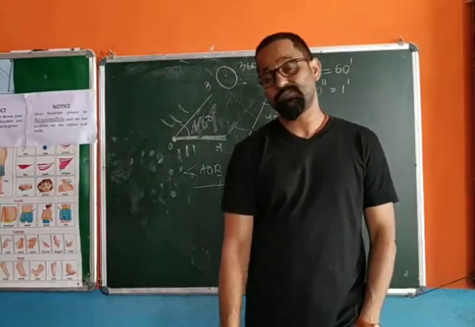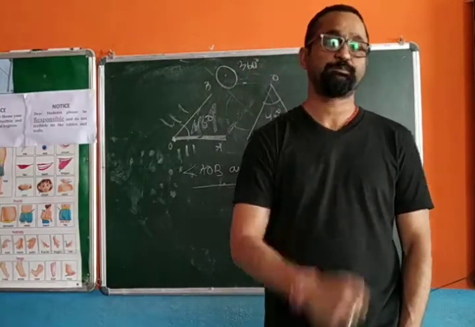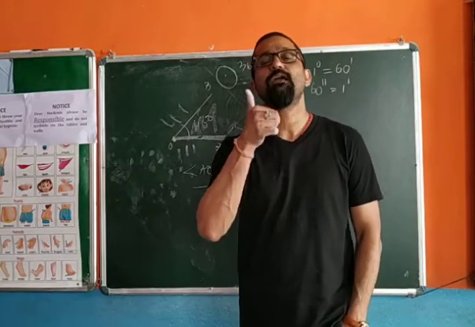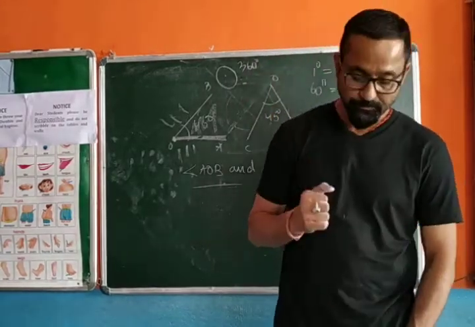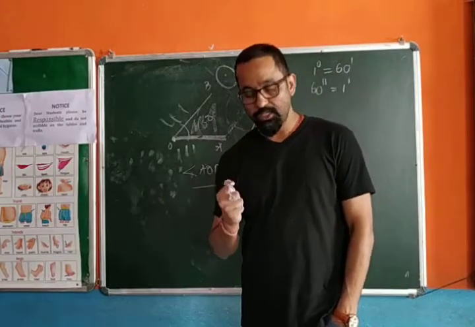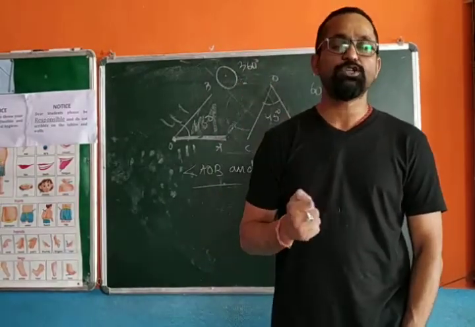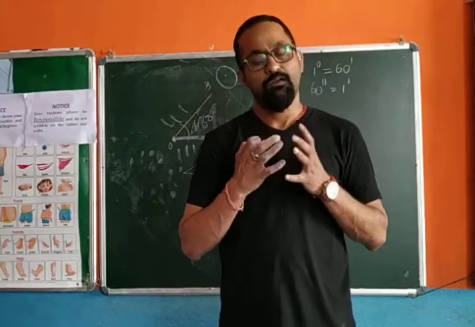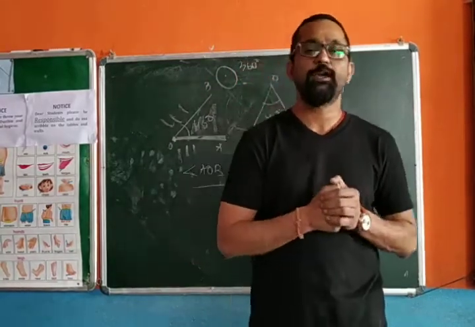Then you have types of angles, 5 types: acute, obtuse, right angle, straight angle, reflex angle. Adjacent angles, vertically opposite angles. Please go through the definition from the book and watch it carefully.